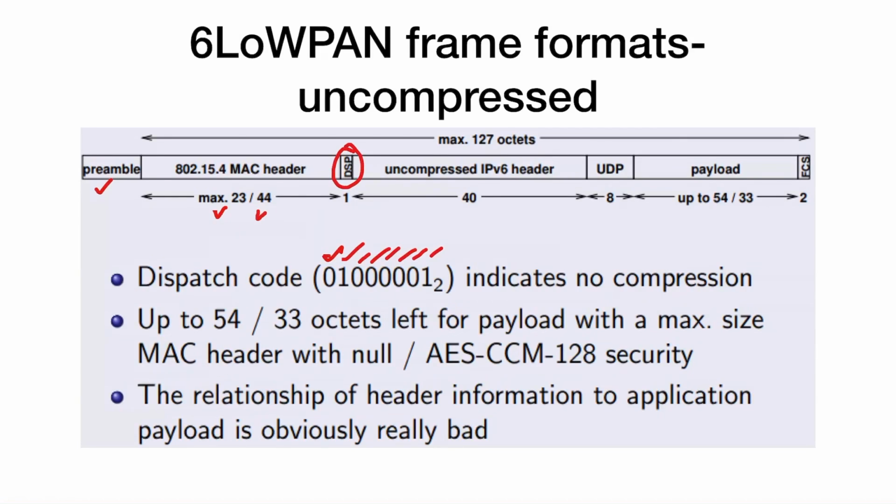Then the dispatch code is 1 here. 1 means these are all 1 octet, and 1 octet means 1 byte. So 1 byte means we have 8 bits in total. Now this value is only going here. Then comes the uncompressed IP version 6 header.